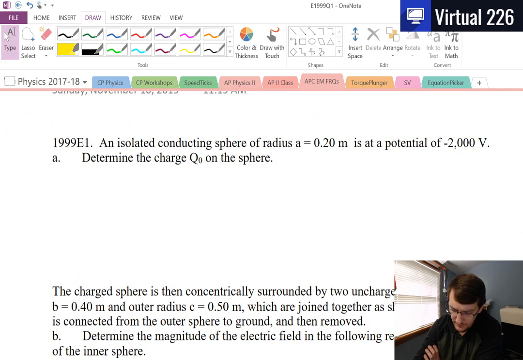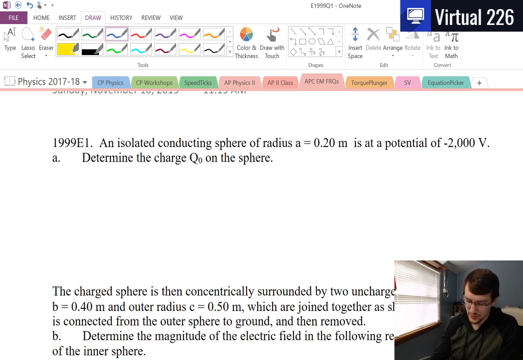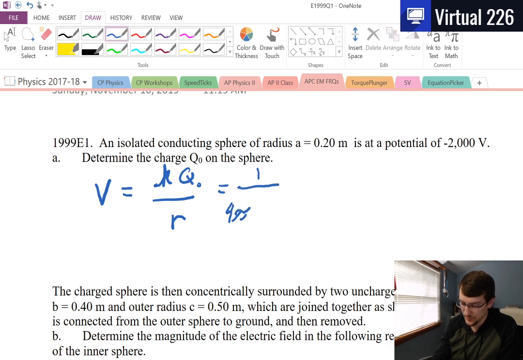So what we need to do for this is we need to recognize that if we have a charge, we can create a potential out of that. And potential, remember, V is just equal to KQ, and this will be Q naught in our case, over R. Sometimes you'll see this K written as 1 over 4 pi epsilon naught. That is the value for K.